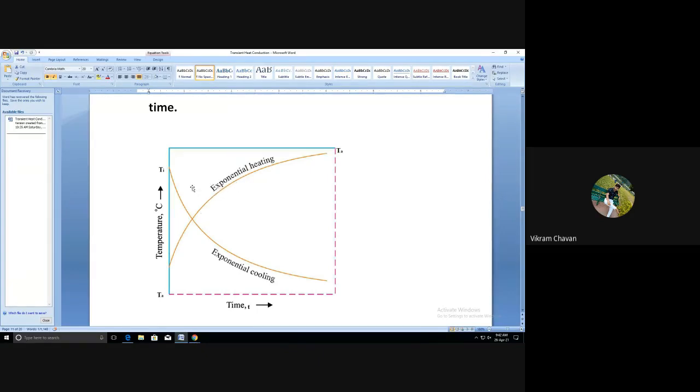In a similar fashion, if you consider the cooling of a body, T suffix A is the environmental temperature, which is lower than the body temperature. Here we have the initial body temperature, and as time passes, this temperature keeps decreasing exponentially. That is exponential heating or exponential cooling.